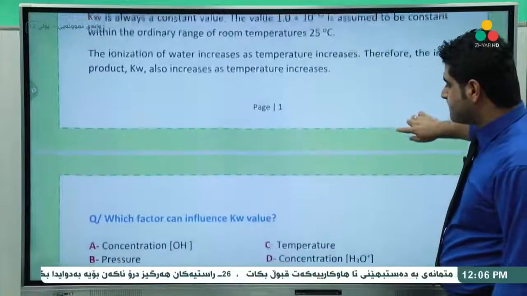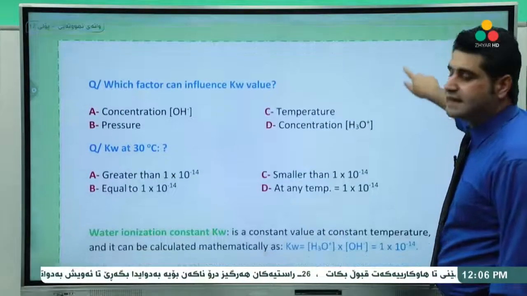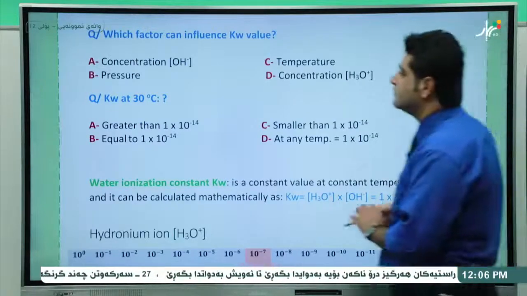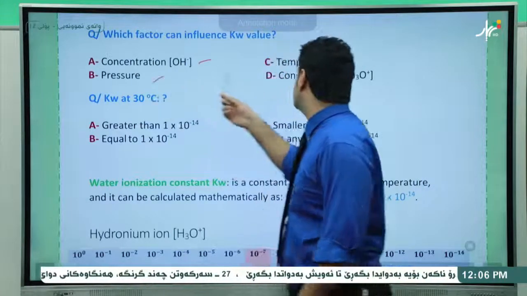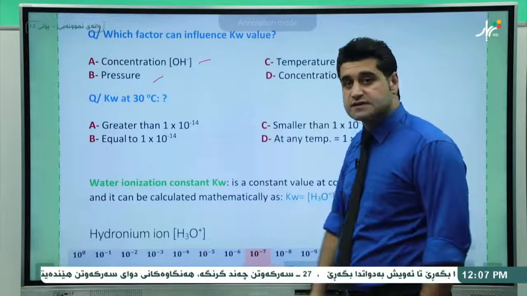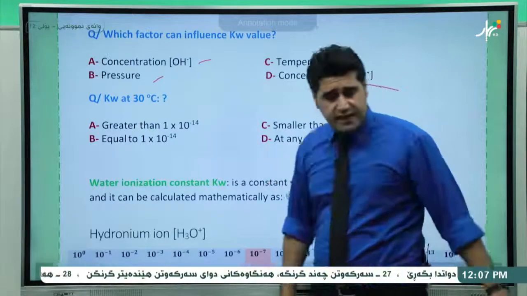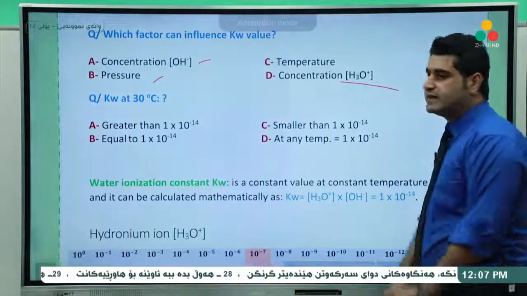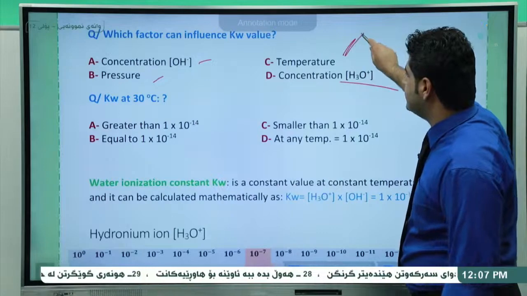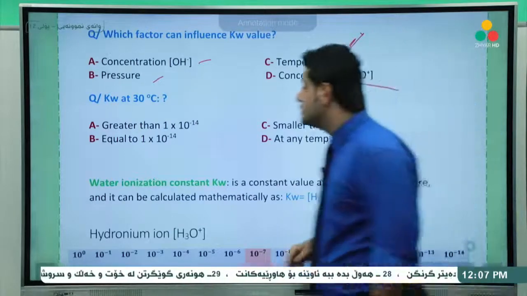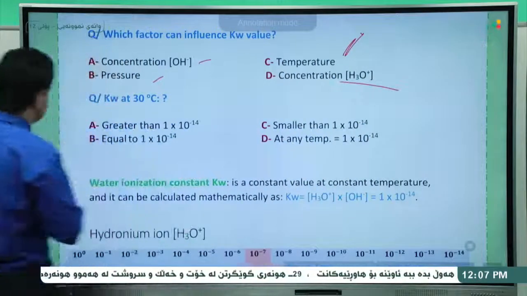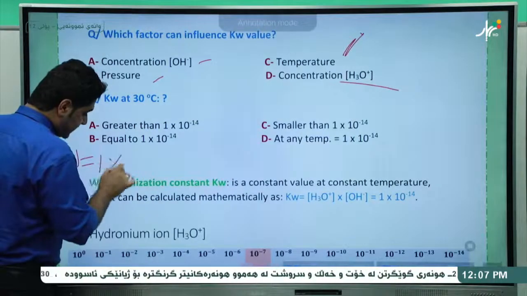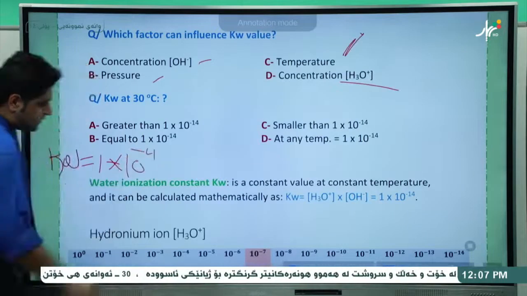Okay? Now, which factor can influence the value of Kw? As I told you, concentration, no. Pressure, no. Concentration of hydronium, no, because it's constant, always 1 times 10 to the negative 14. So what factor can influence the value of Kw? Of course, temperature. Increasing temperature will increase it, decreasing will decrease it. So Kw at 25 Celsius degree is equal to 1 times 10 to the negative 14.